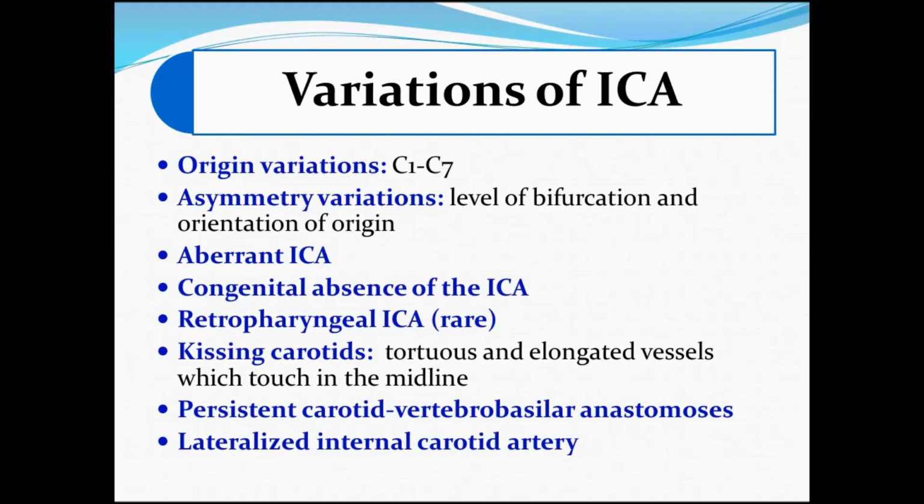The aberrant internal carotid artery is another variation. In some cases, there is a congenital absence of the internal carotid artery. Retropharyngeal internal carotid artery is another variation, but this is a rare condition. Kissing carotids, in which the two branches of the common carotid artery, which are the internal and external carotid arteries, are tortuous and elongated, and then they touch in the midline. That's why they are called kissing. The persistent carotid vertebral-basilar anastomosis, we will see this condition shortly, and lateralized internal carotid artery.